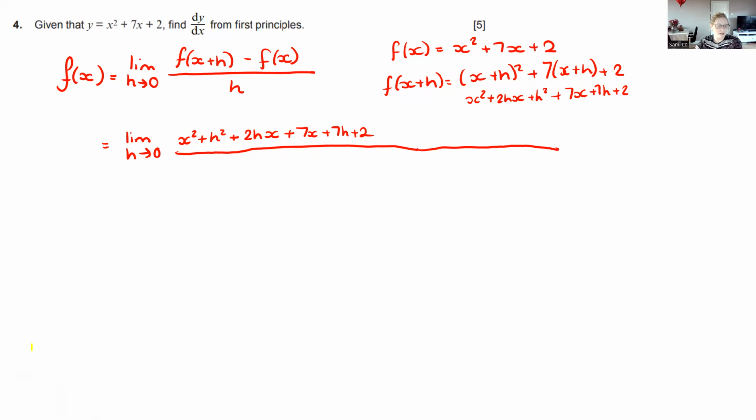Now, everything from f of x for the normal one, we are now going to be subtracting. So what I'm going to do is change the colour, and each term, because I'm subtracting it, I'm going to straight away put the minus there. So f of x, so minus x squared, minus 7x, and then plus 2. So because I'm taking it away each time, that's why I've done that. Also, everything is over h, so let's keep that there. And then we're going to be writing our next line.